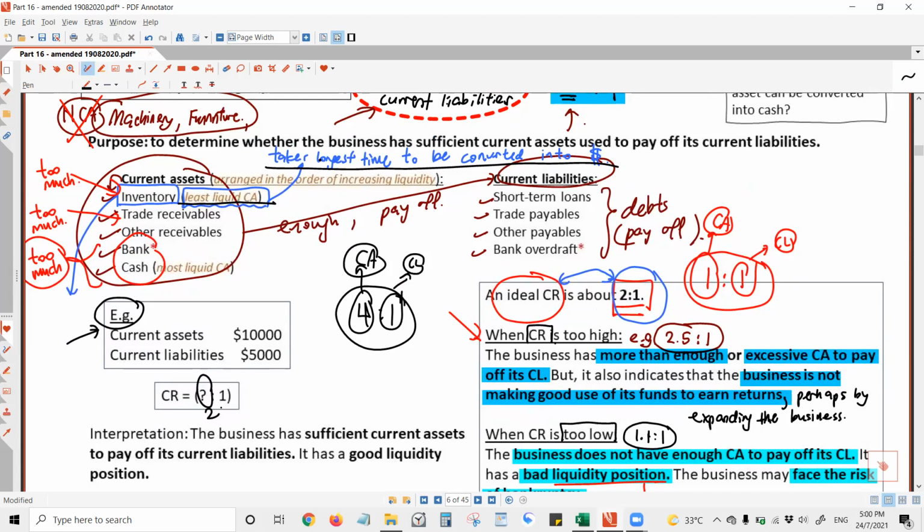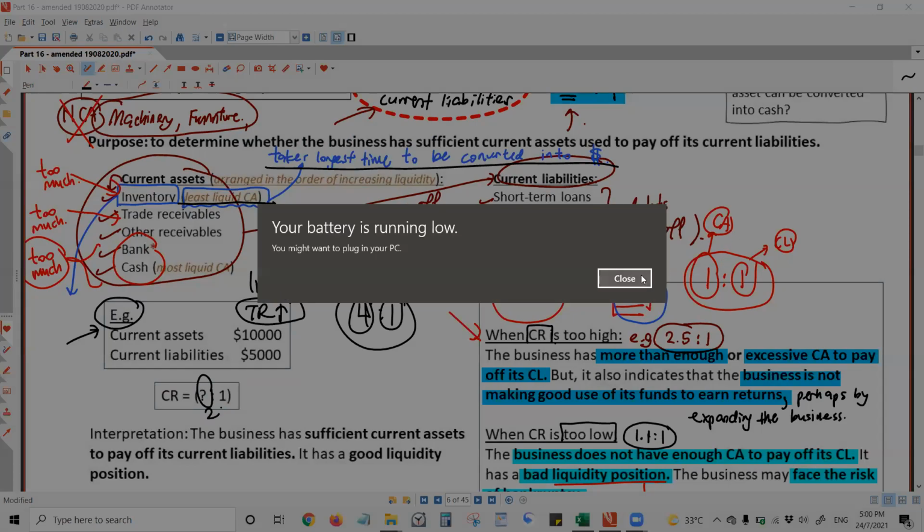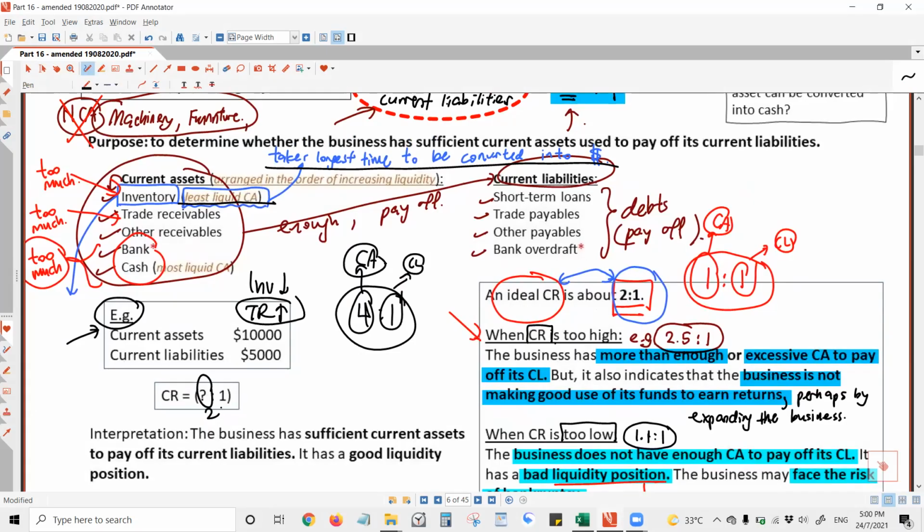Firstly, you have to wait for customers to come and buy from you. And if they buy the goods on credit, inventory will go down, trade receivable will go up. Trade receivable is not money, right? You still have to chase the money from them. Then once again, you wait until they settle the debt. If even worse, they run away, then you don't get the money. Okay, so that's the reason inventory takes the longest time to be converted into money. We call it the least liquid CA.